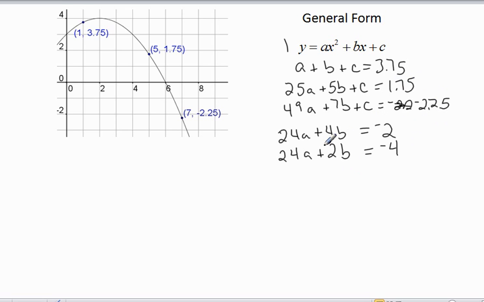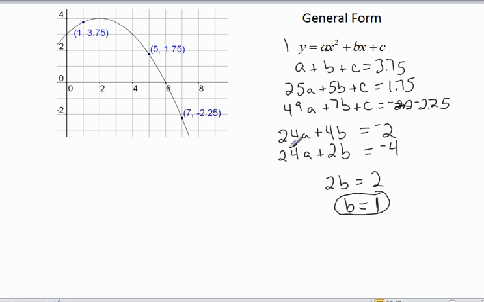Now I notice again, if I just subtracted, I could get rid of the a, so I think I will. I'll take 24a away from 24a, I'll take 2b away from 4b, that'll give me a 2b. And I'll take negative 4 away from negative 2. Negative 2 minus negative 4 is 2. And right now I know that b is equal to 1. So I've got one of my coefficients.